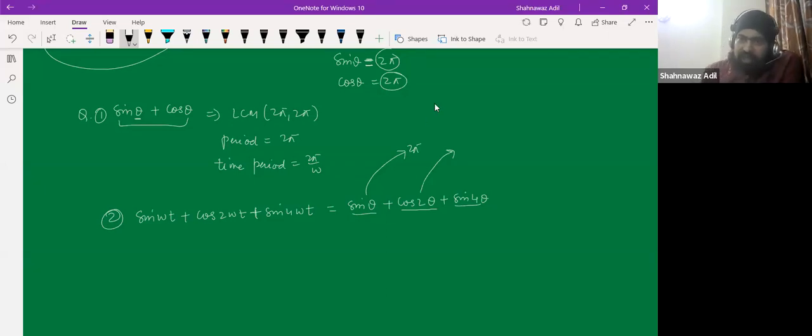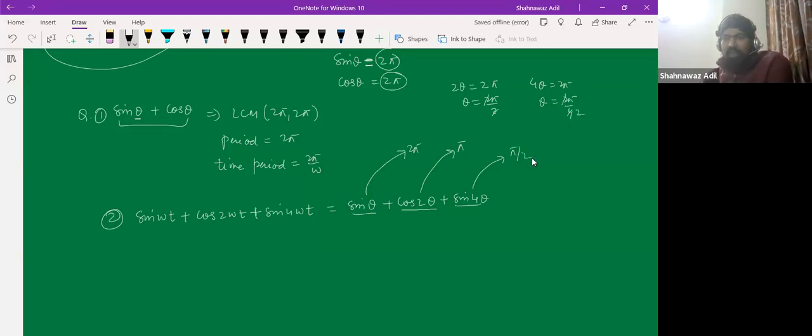Just remember, how do we calculate? We just compare it with 2 pi, and then we calculate. So this would be pi. And the period of this function, that would be how much? Again, we compare 4 theta with 2 pi. So we will get 2 pi by 4, which is pi by 2. Right. So these are the periods of these three functions.